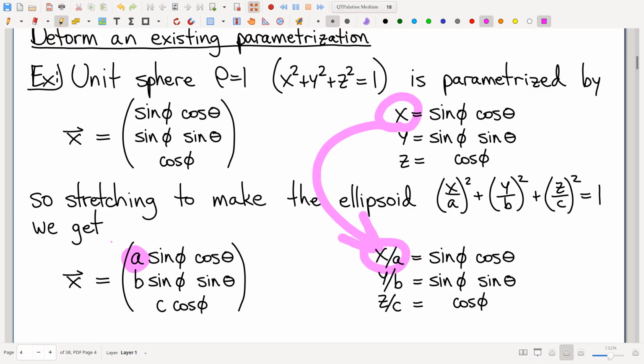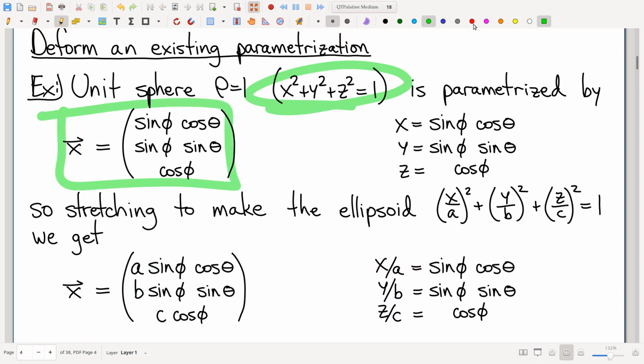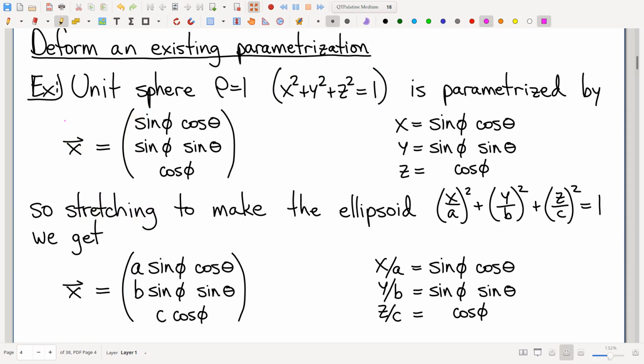So, punchline: if you have an existing parameterization like that, and you want to deform it, for example by stretching, the way you do it is either of these two methods that we just talked about. So, another tool for the toolbox. What do you think? Everybody all right with that? Cool.